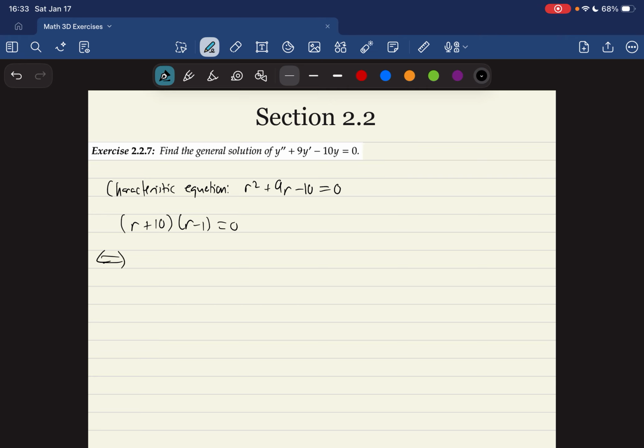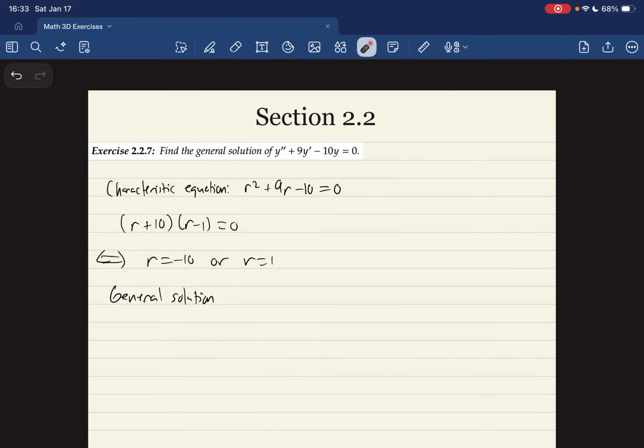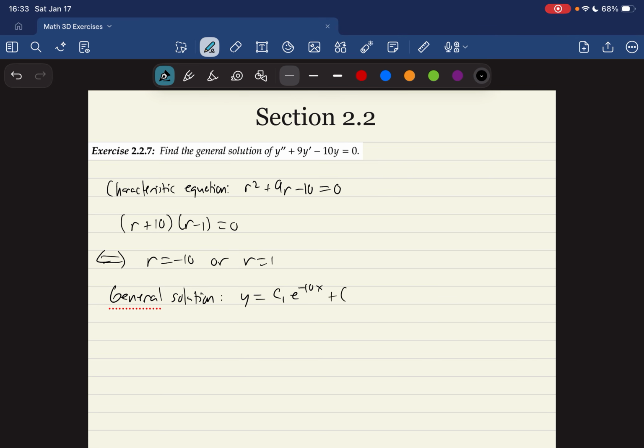And so from this equation, we can see that either r equals negative 10 or r equals 1. And so the general solution, therefore, because this differential equation is homogeneous, we can express this solution family as y equals some constant c1 times e to the first root times x, so e to the negative 10x, plus c2 e to the, well, 1 times x is just x. So this is e to the x.